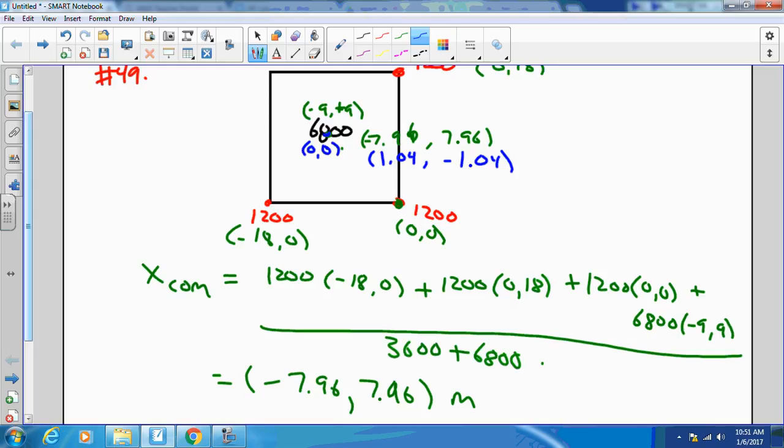Alternatively, when I look in the back and see that I get this answer relative to the center of the boat, I could just go back and recompute using 0, 0 as the center of the boat. Does that make sense? Yeah.